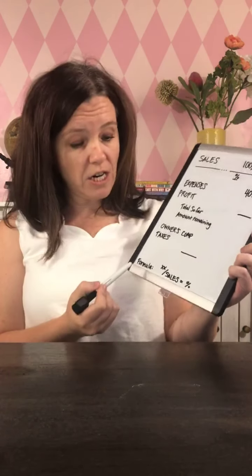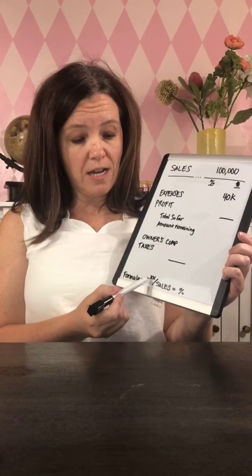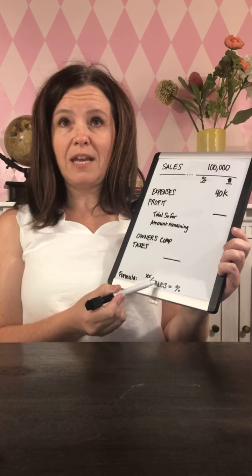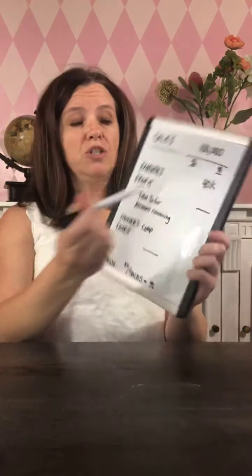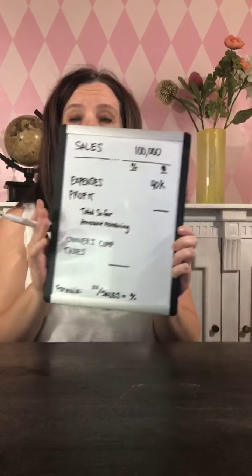Down here I wrote the formula. We're going to take our expenses and divide it by sales, and we're going to come up with this percentage. So if we take $40,000 and divide it by $100,000, we know that our expenses are going to be 40% of our sales cake.